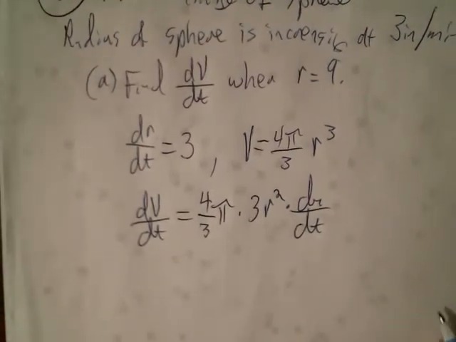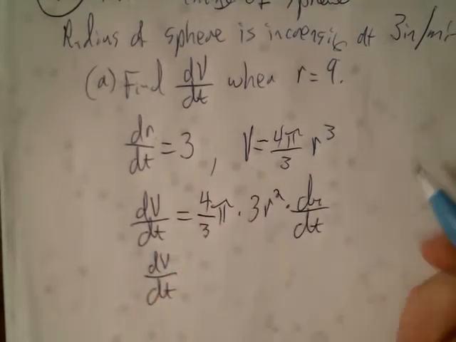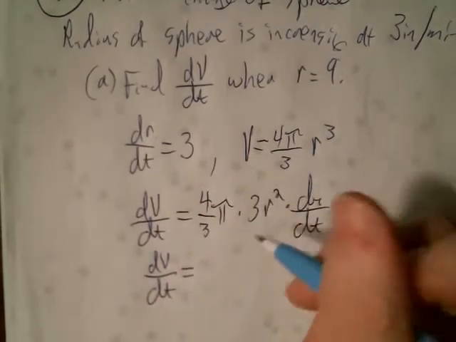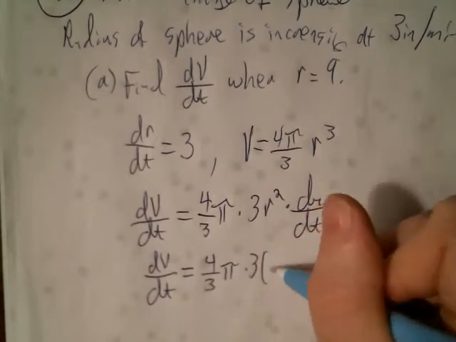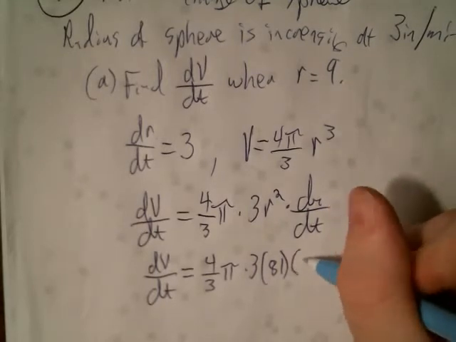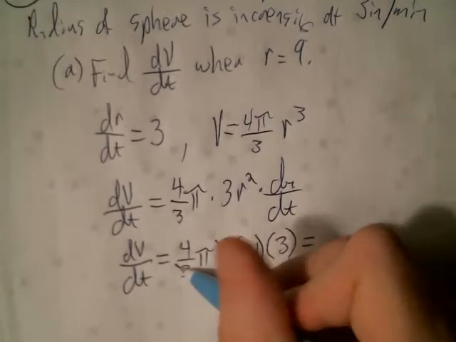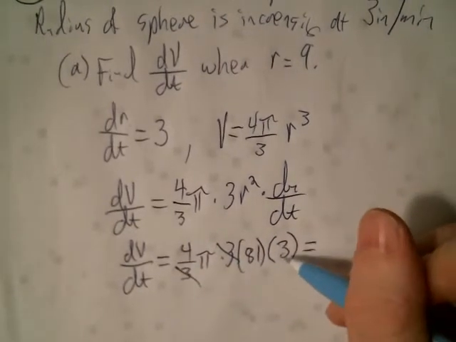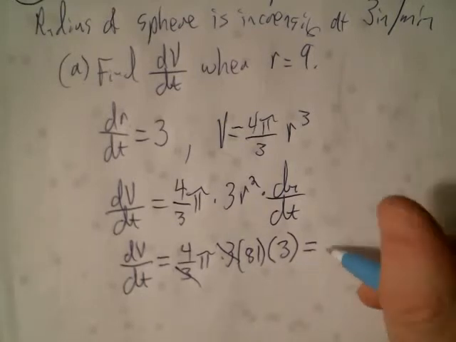And then we should just be able to plug in our information. So when r is 9, we'll get 4/3 pi times 3 times 81 times dr with respect to dt, which is 3. Okay, the 3s here cancel. 3 times 81 is 243, and then times 4 is 972.